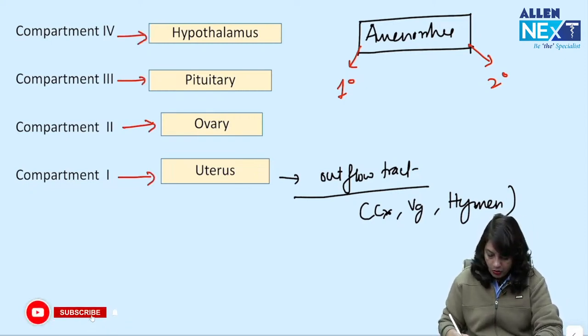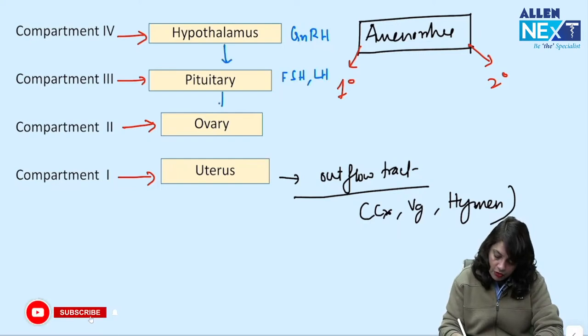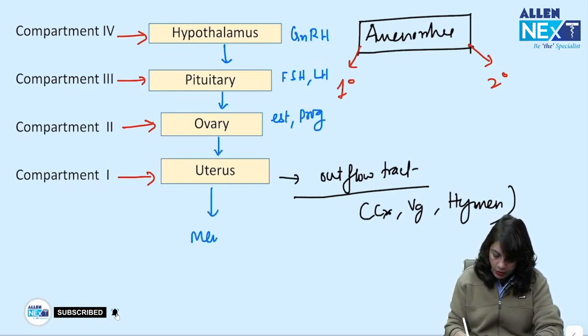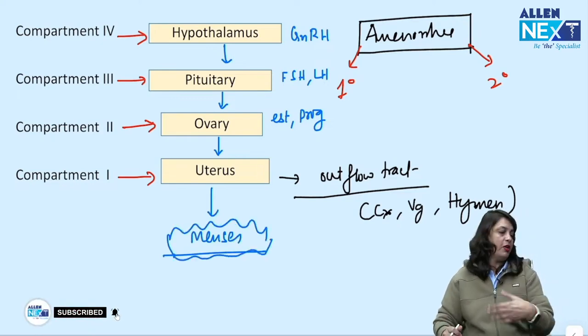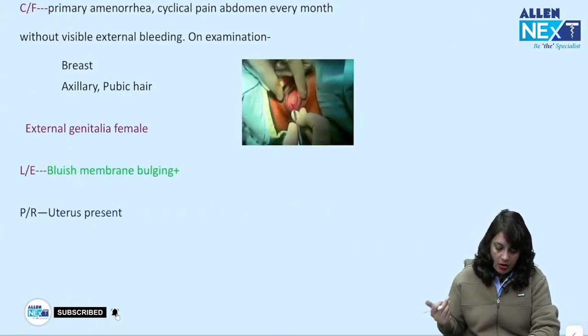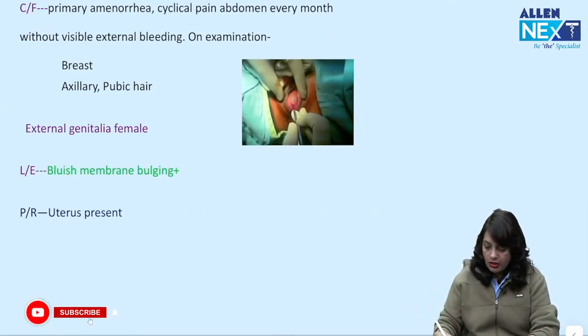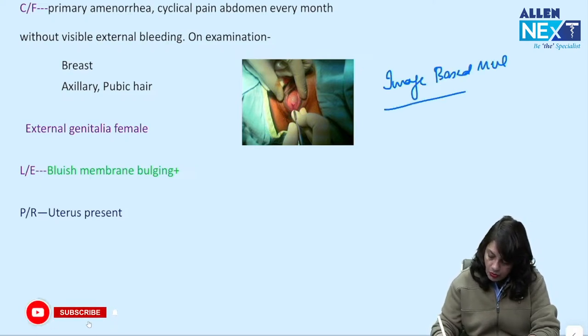So, hypothalamus usually secretes gonadotropin releasing hormone that acts on the anterior pituitary to cause release of FSH and LH, which act on the ovary to cause release of estrogen, progesterone and ovulation, that acts on the uterus and its outflow tract to produce periods. So, whenever there is any disorder of menstruation, the cause lies within these compartments.